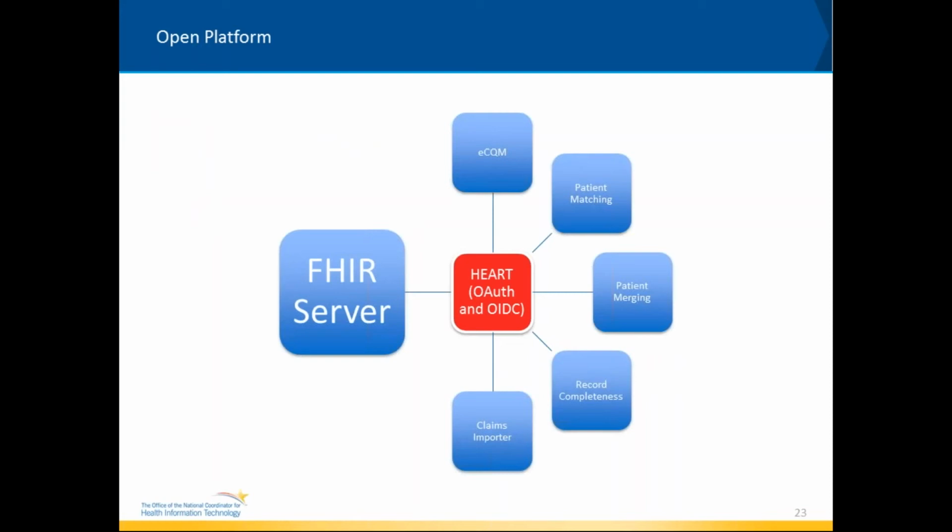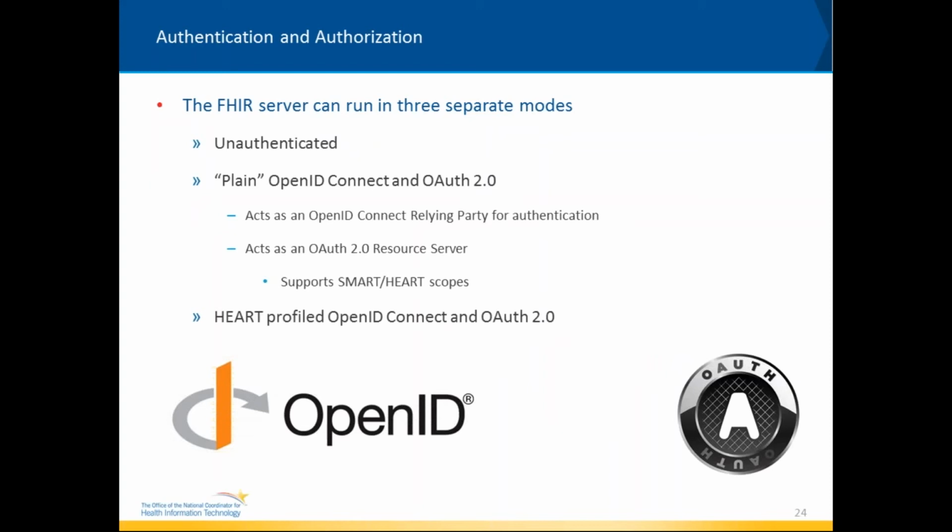Moving a layer out from that, we have our authentication and authorization layer, which I'll speak to on the next slide, please. So our FHIR server can run in three separate modes for authentication and authorization. The first is unauthenticated. So the FHIR server is running in an open mode where you can make any sort of request to it to do any sort of operation, and it will just do it without you needing to log in or provide any sort of credentials.